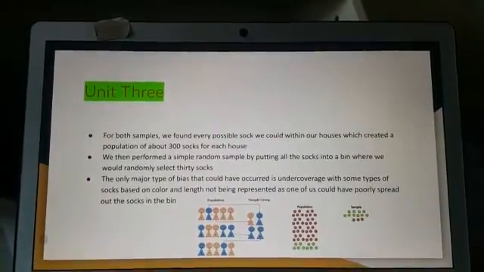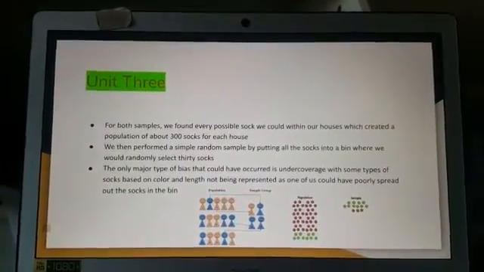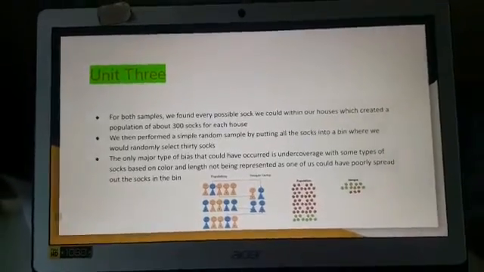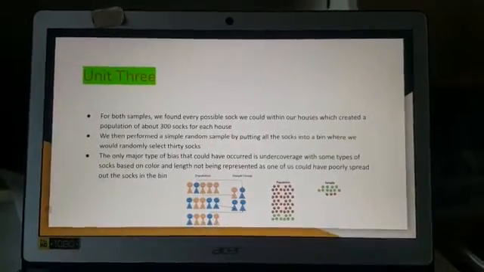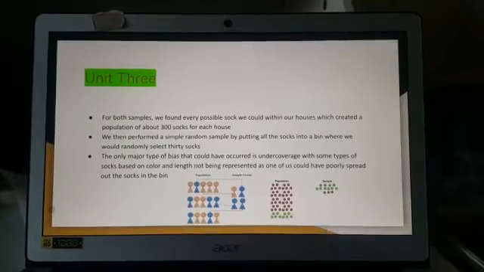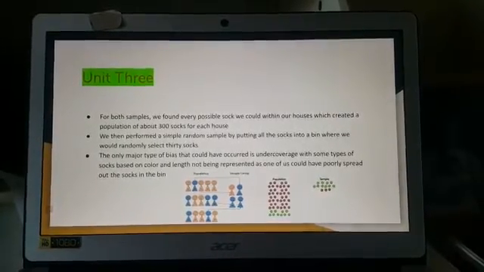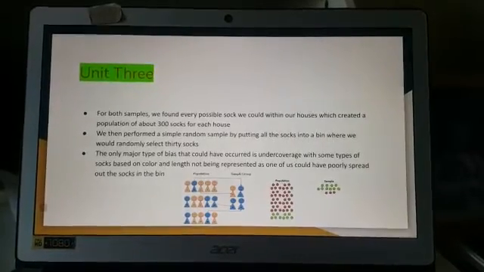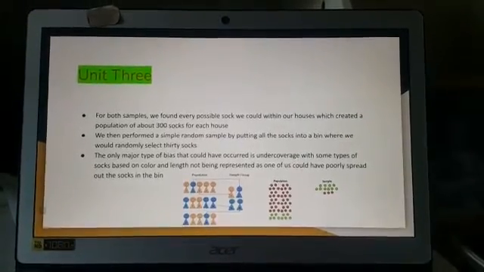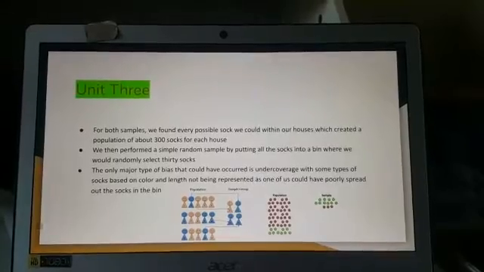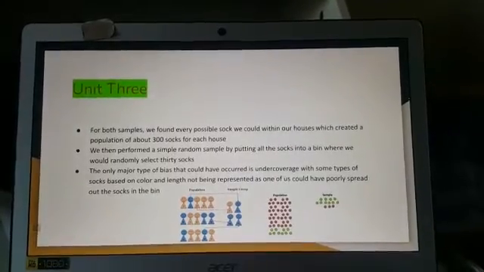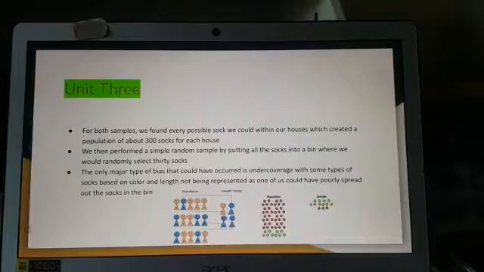Okay, so for both samples, we found every possible sock we could have in our house, which created a population of just over 300 socks per household. We then performed a simple random sample by putting all the socks into a bin, where we would randomly select 30 socks. And the only major type of bias that could possibly occur is undercoverage, because certain colors of socks and certain lengths of socks might be underrepresented, especially if we poorly organize the socks within the bin.